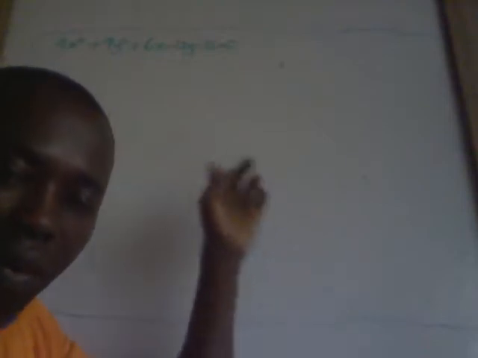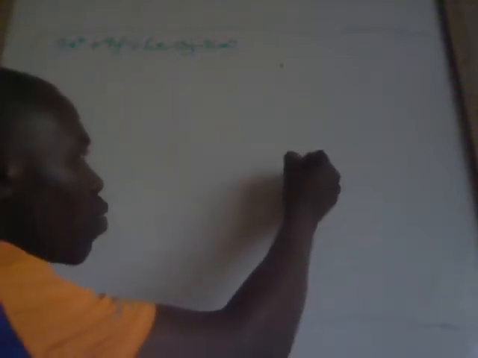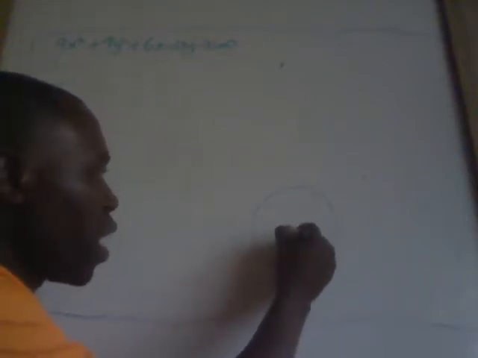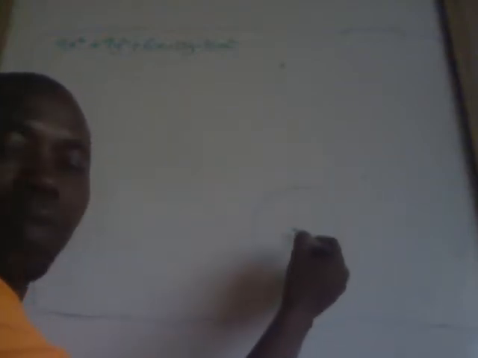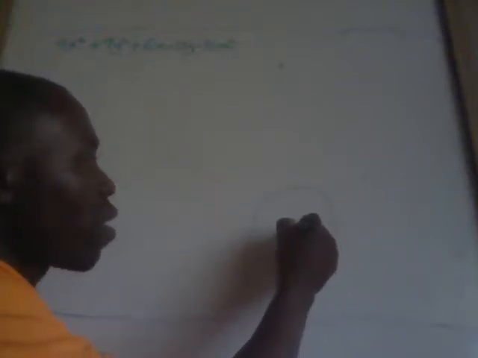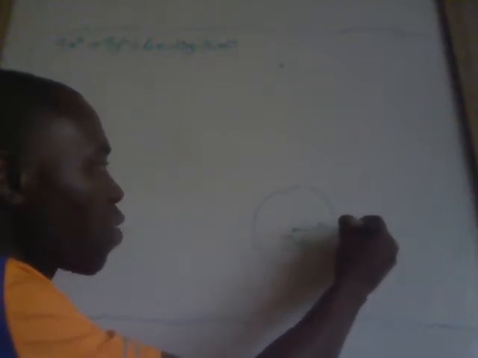You can be asked to find the radius of the circle, and you can as well be asked to find the coordinate at the center of the circle. If you have a circle this way, this is the center of the circle. The center has a coordinate which could be A, comma B. The distance from the center of the circle to the circumference is the radius. And at this particular point, you can have x, comma y.